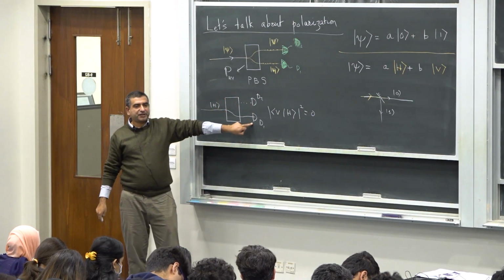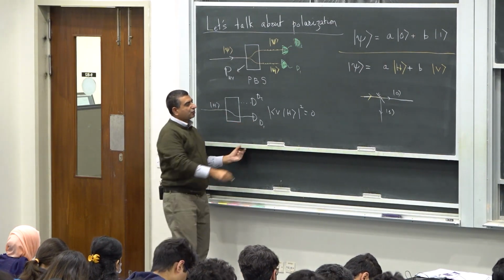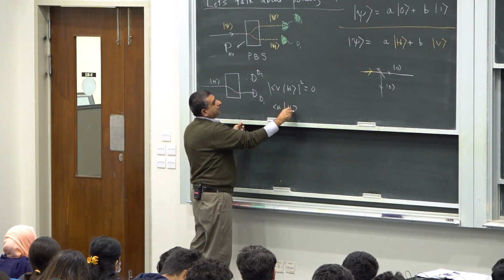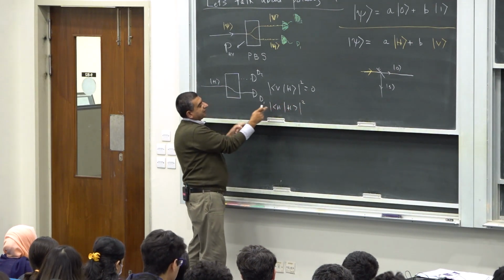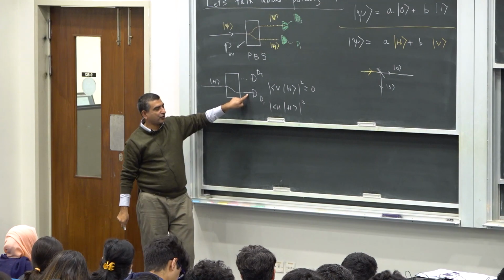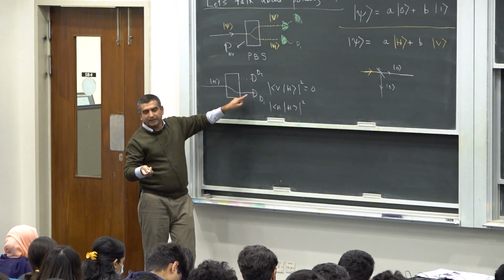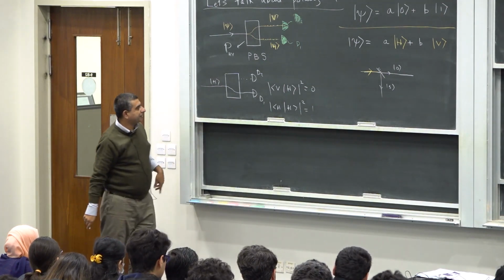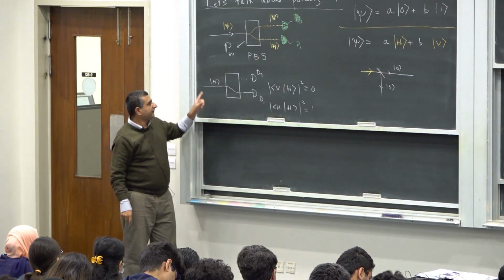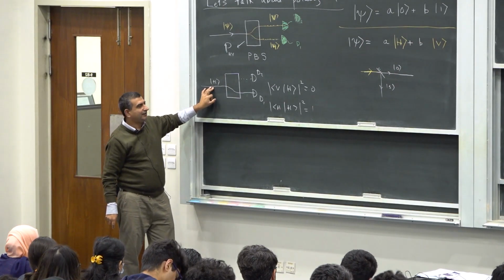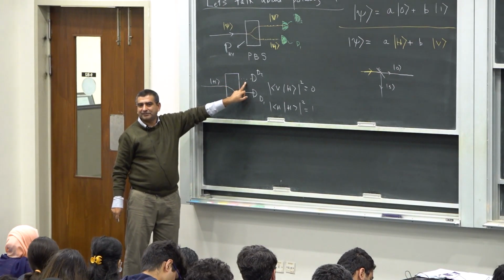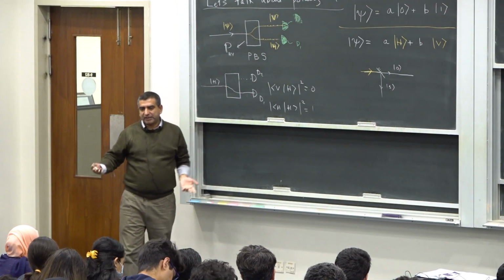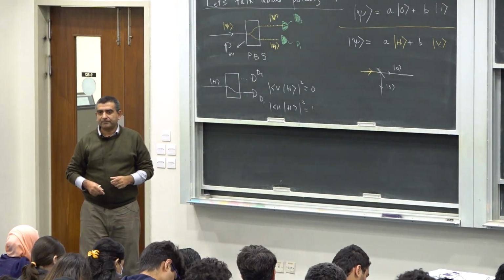The probability of detection here is 1, because this probability of clicking corresponds to the inner product of ket H, which is our input state, with the ket corresponding to this channel. This is 1, all right? So if I input ket H, this detector is going to fire. If I input ket V, this channel is going to fire. All right, so far so good. That's what a polarizing beam splitter really does.